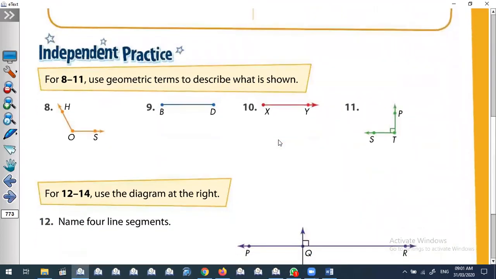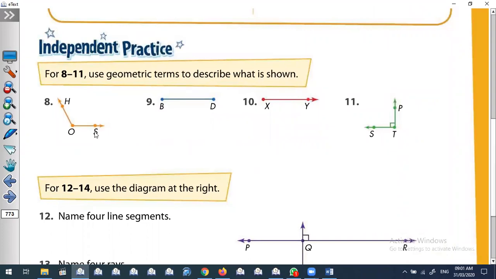Use a geometric term to describe what is shown. What is this? This is an angle. What is the type of this angle? This angle is more than a right angle, so it will be an obtuse angle.